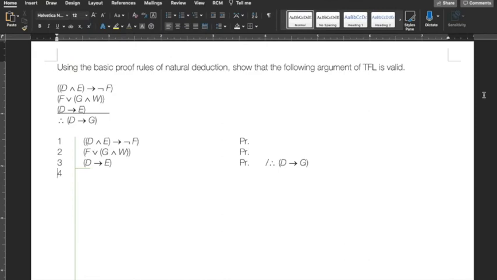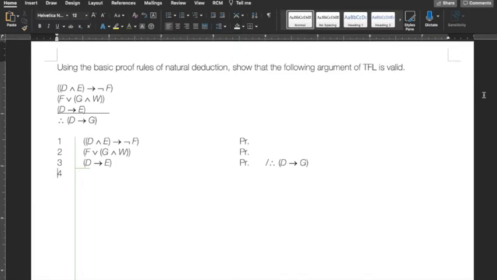Here we're asked, using the basic rules of natural deduction, to show that the following argument of truth functional logic is valid. The premises are: if D and E, then not F; F or G and W; if D, then E. And from those, we're supposed to be able to conclude: if D, then G. So our proof has to start out, in this case, with the premises as our assumptions. And those take up our first 3 lines. And then to the right there, I've just noted our conclusion again for reference.